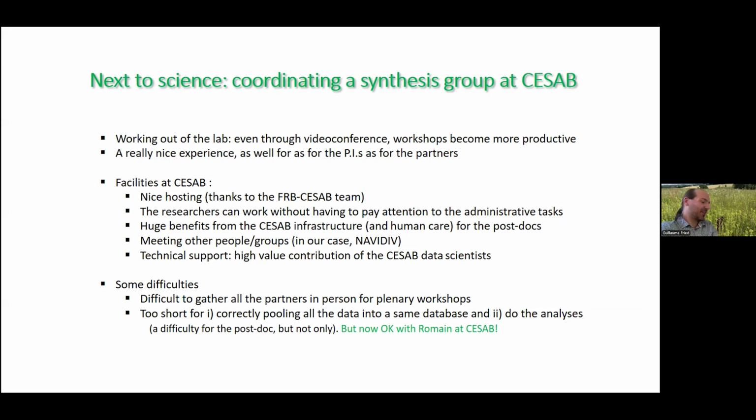Of course, we also faced some challenges. First, it has been hard to get all partners together in person for plenary workshops, especially because in our group we had two people from America. It was a bit more difficult. And maybe also we didn't have enough time at the beginning to really work on constructing a single database.